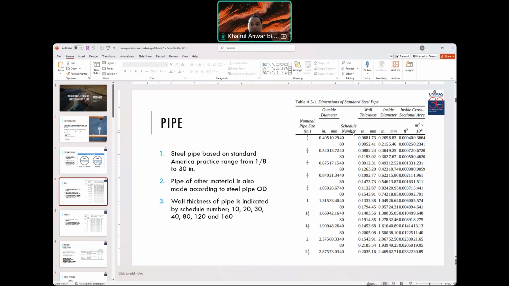This is the dimension of standard steel pipe. Steel pipe based on standard American practice ranges from 1/8 to 30 inches. Pipe of the material is also made according to steel pipe outside diameter. Wall thickness of pipe is indicated by schedule number. We have schedule 10, 20, 30, until 160. But in table 8.5-1, the schedule number is only 30 and 30.